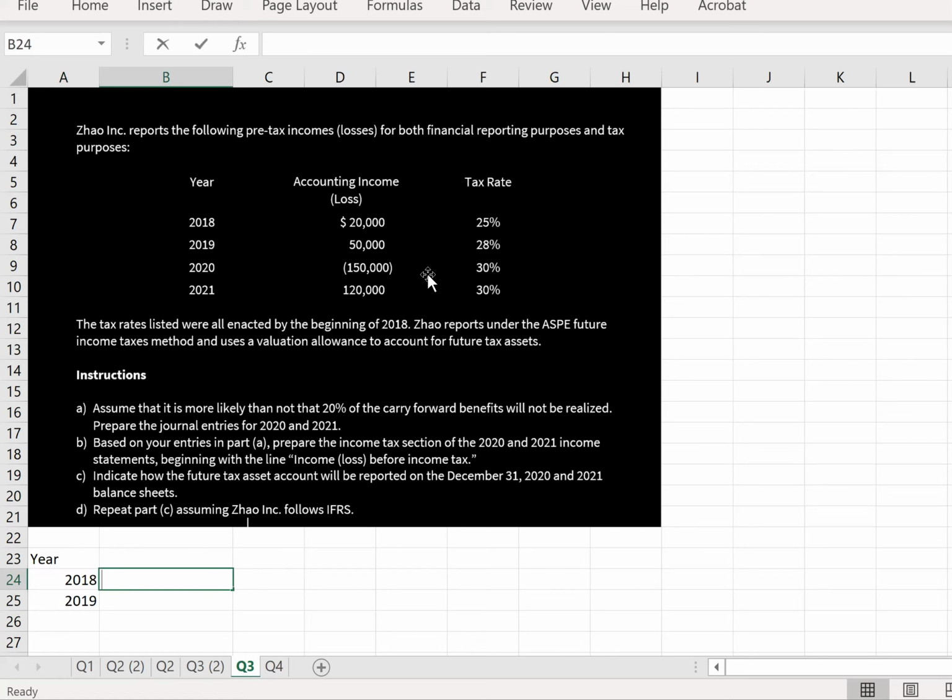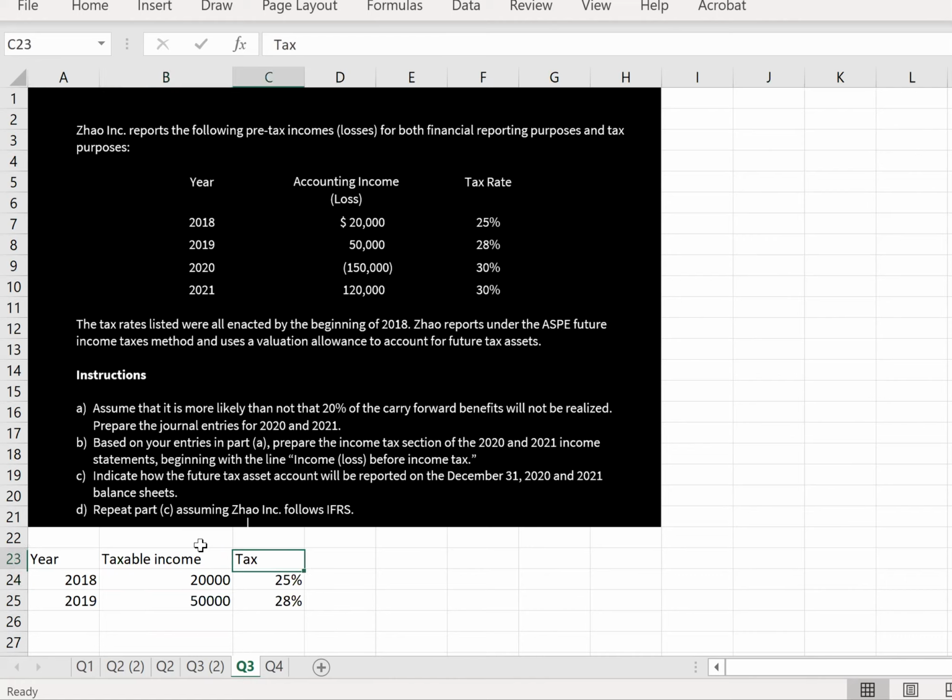So the accounting income or the taxable income, which we're told is the same for simplicity, is these amounts here. So we've got 20,000 and 50,000 of accounting income. So this is the taxable income, because the taxable income and accounting income is the same. And we need to know the tax rate in each of these years. So we've got 25% in 2018 and 28% in 2019.